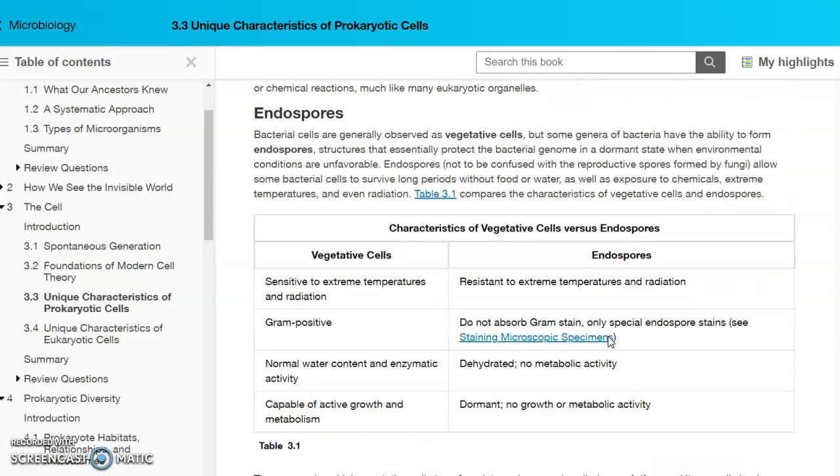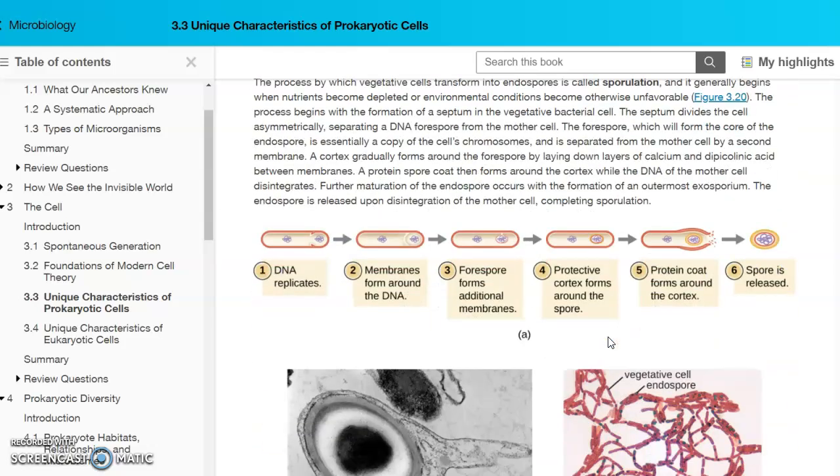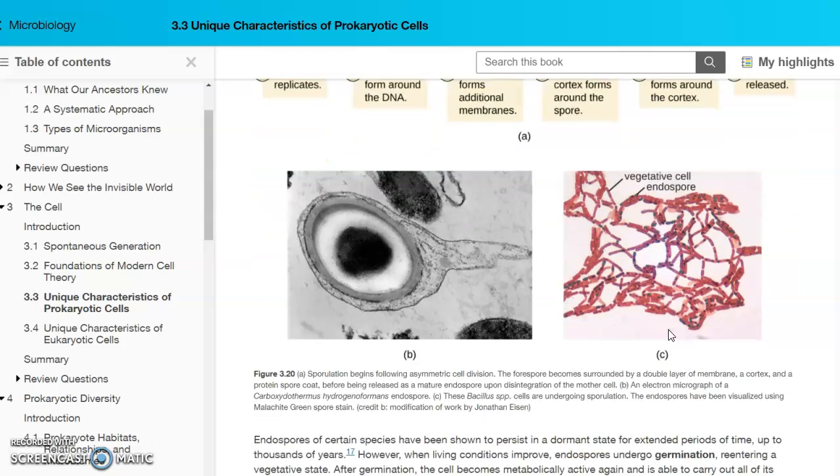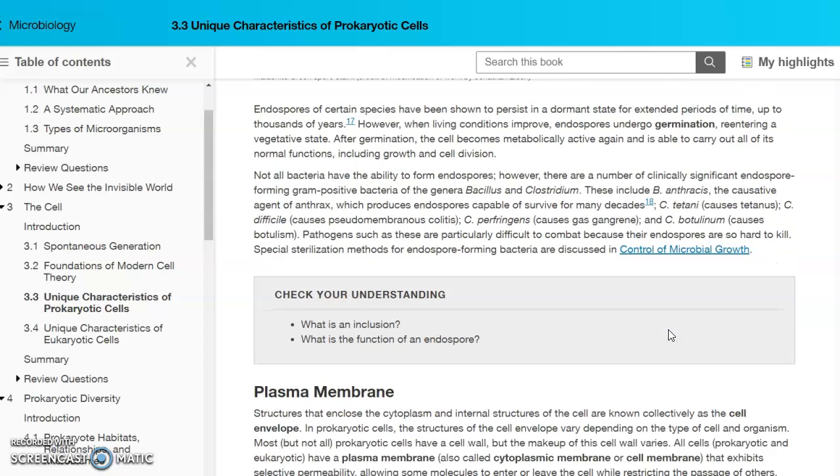I talked about endospores in my video for Lab 3, that endospores allow the bacteria to withstand some pretty drastic changing environmental conditions. They can form these spores when conditions are not favorable for them to be growing and metabolizing. And we'll talk more about those endospores a little bit later on.